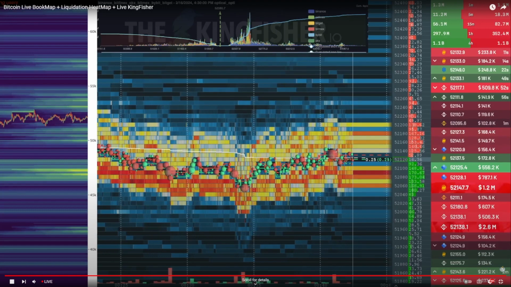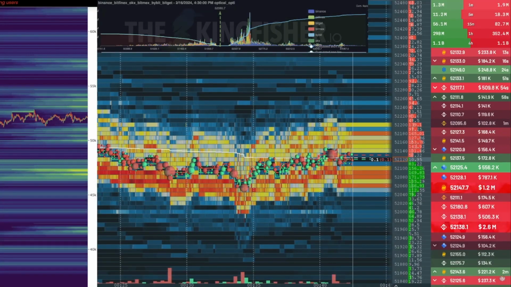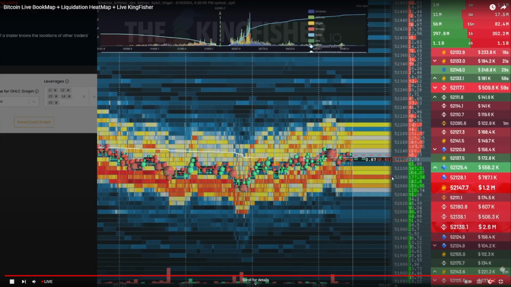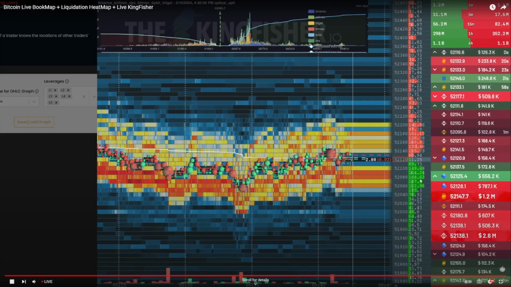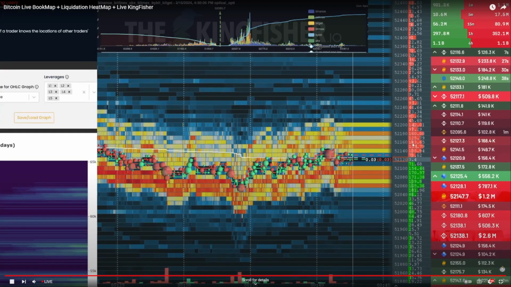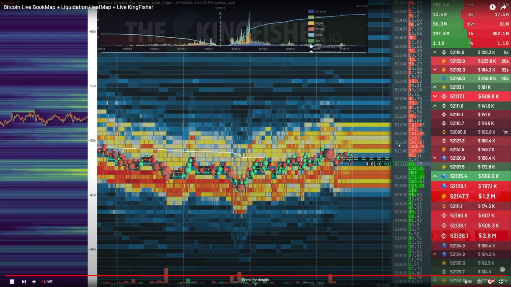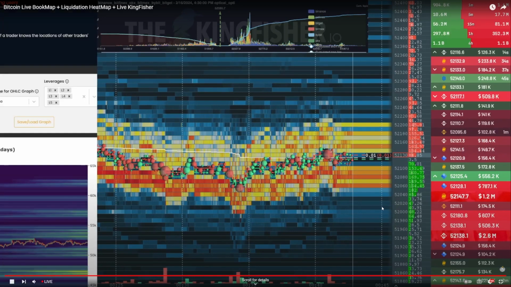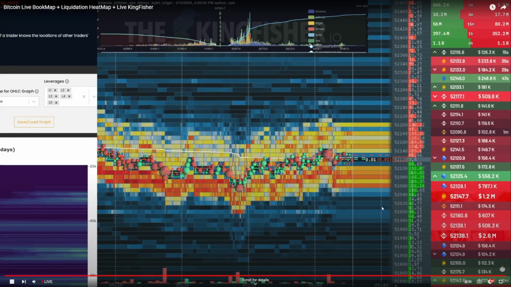This is Bookmap. So this shows orders in the books. So you can see here at 52,80, we have 166-ish Bitcoin being longed. At 52,160, we have around 150 Bitcoin in shorts. So you can see in real time what is being leveraged in the order books on Bitcoin.